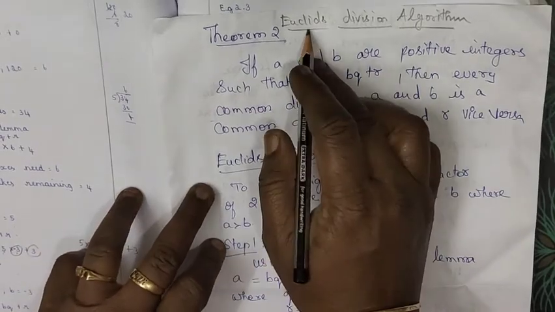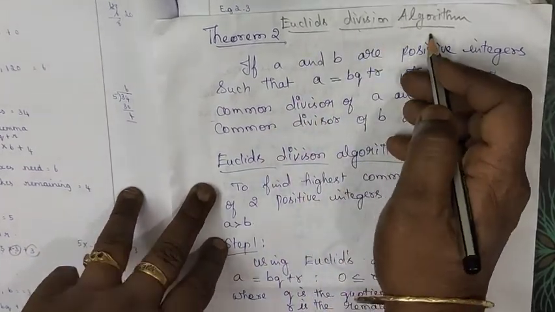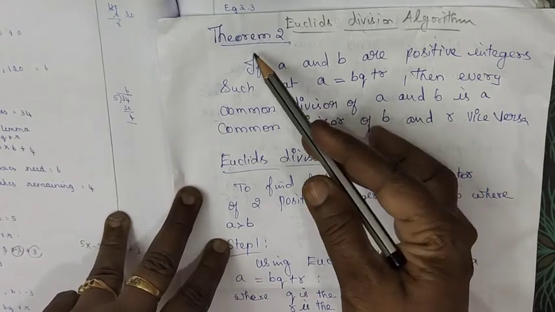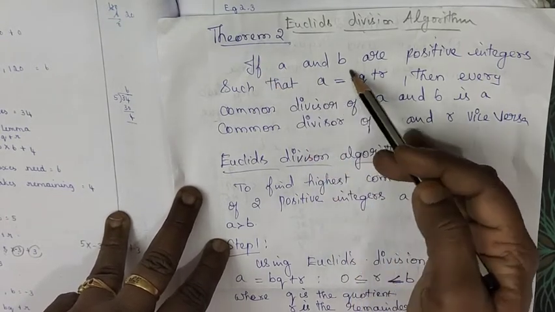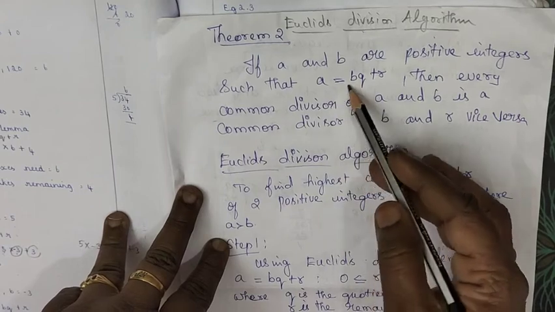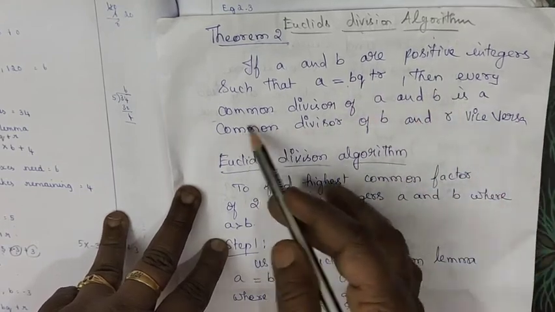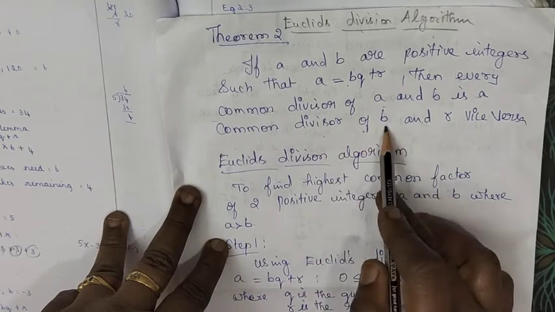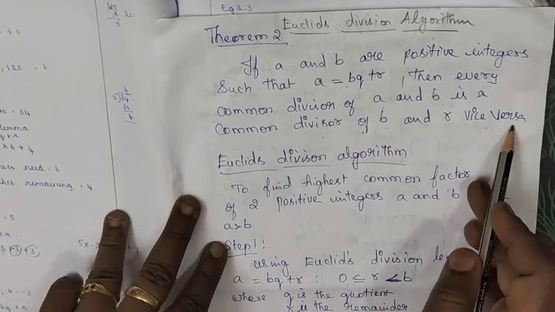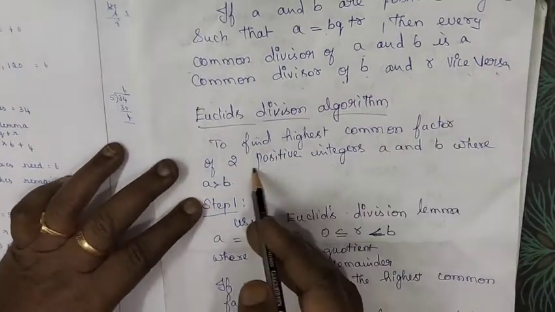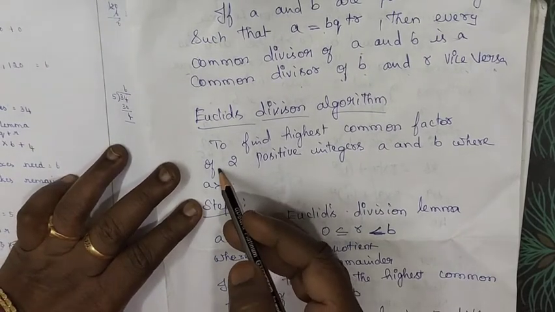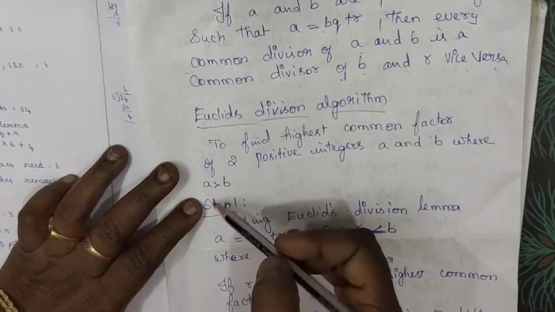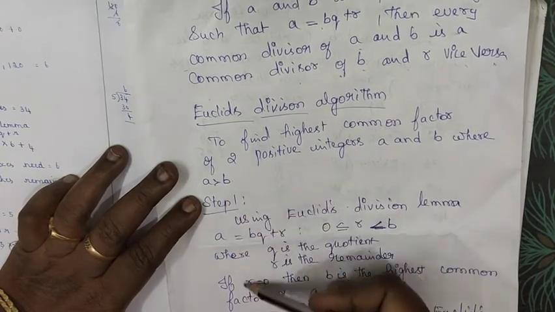Now Euclid's division algorithm, used to find the HCF of two numbers. It is given as theorem 2: if A and B are two positive integers such that A equals BQ plus R, then every common divisor of A and B is a common divisor of B and R, and vice versa. It has some steps to find the highest common factor. They have given us 4 steps.